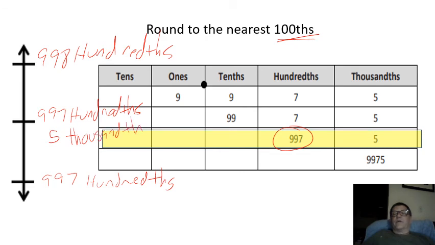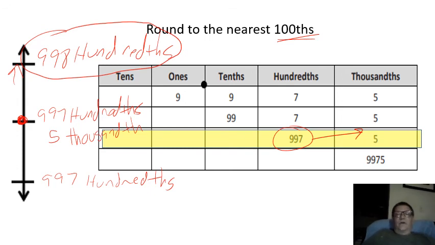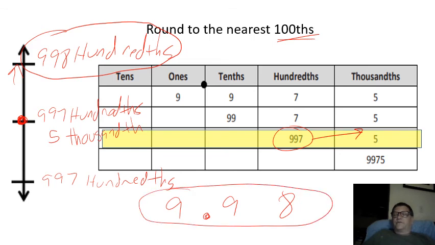Now we're looking here and we can see we have 997 hundredths 5 thousandths. So it would actually be right on the midpoint. And on or above the midpoint, we round up. So we're going to round to 998 hundredths, which would be 9 and 98 hundredths.